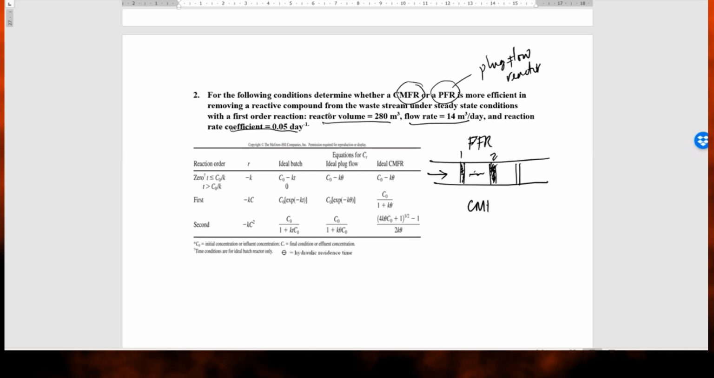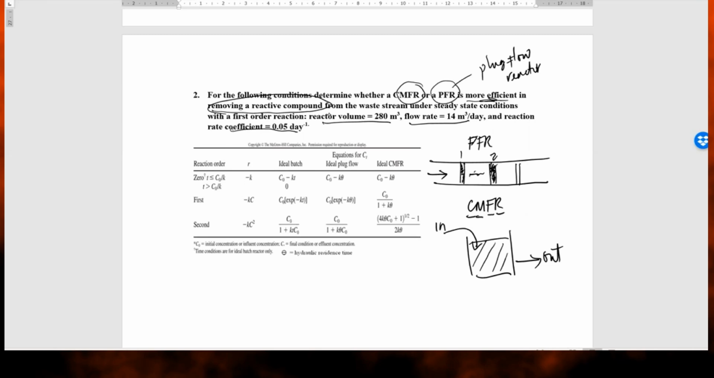For the CMFR, which is the continuously mixed flow reactor, as I mentioned before, there's an in and there's an out. So we have this process here, there's an in and there's an out for a continuously mixed flow reactor. So we have different kinds of reactors, and the question is which is more efficient in removing a reactive compound? If you are an engineer now, you are given the situation and you are supposed to give a recommendation. Do you think a PFR will be good, or do you think a CMFR will be good?